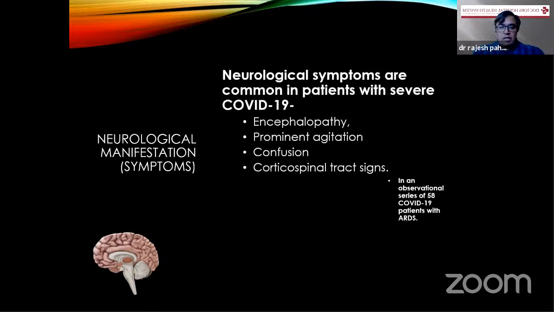This is another study conducted on patients with COVID-19 with a severe disease who had already experienced ARDS. They described that neurological symptoms are more common in COVID-19 patients with a severe disease than in patients with a mild disease. And the neurological symptoms are also of a severe nature, including encephalopathy, prominent agitation, confusion, and corticospinal tract signs.